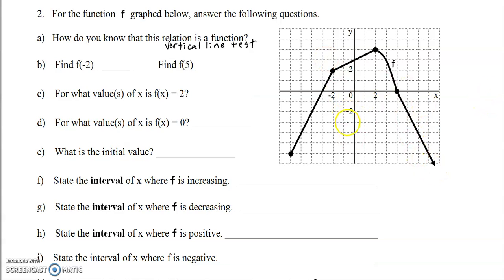When I ask you what f of -2 is, that means at x equals -2, what's the y? So if you plug in x equals -2, it's going to refer to this ordered pair, -2 comma 2, so my y value is equal to 2. But actually, you don't have to write y equals 2. You just have to say it's equal to 2.